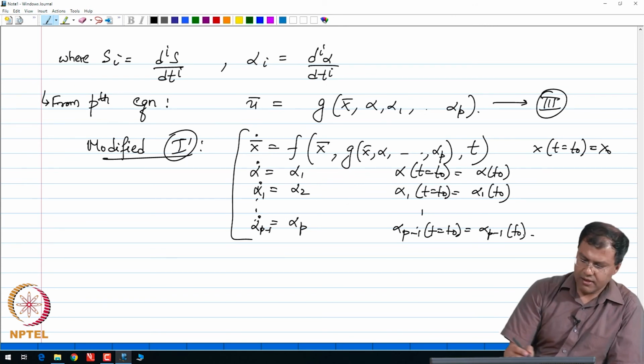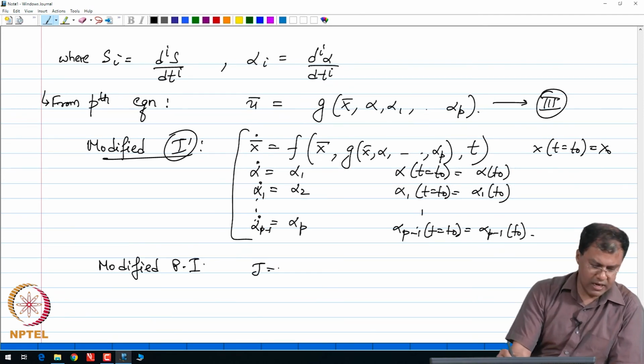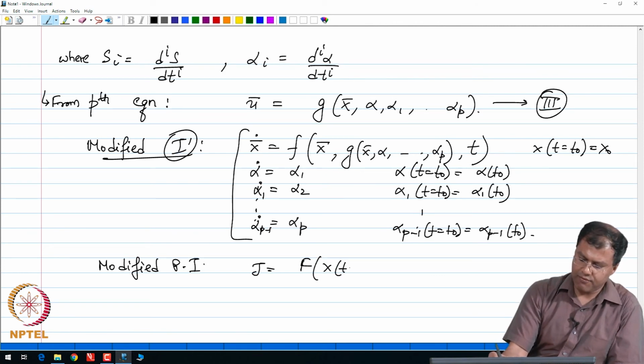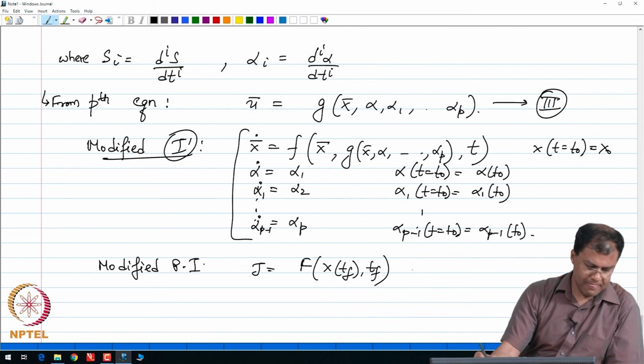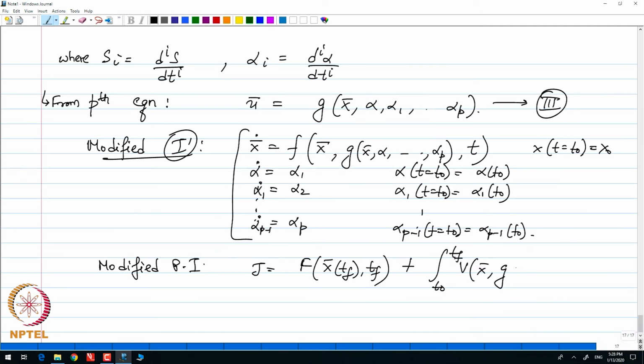Okay. So, finally, my modified performance index is seen to be as follows. J now is f of x bar of T f comma T f, plus the integral from T 0 to T f of v of x bar comma g of x bar comma alpha p of t, dt. So, this is my modified performance index, and finally, my modified initial condition.